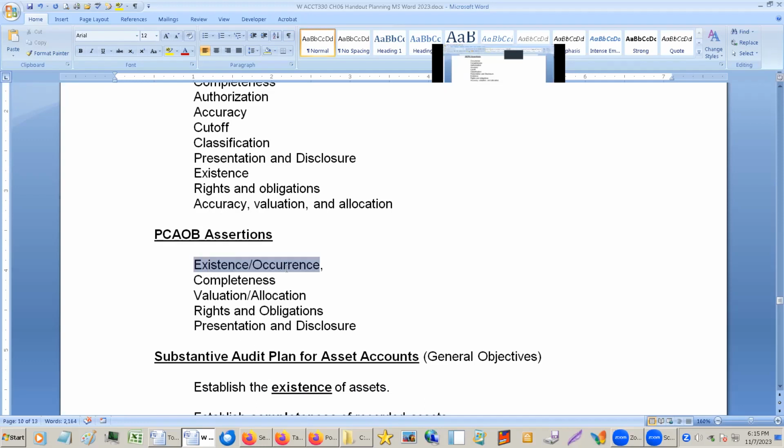Okay, the biggest ones here are existence and occurrence. Does it exist? Did it occur? And the second one is completeness. We do a lot of testing for existence and occurrence, and completeness. These two are probably the two biggest ones that we do.